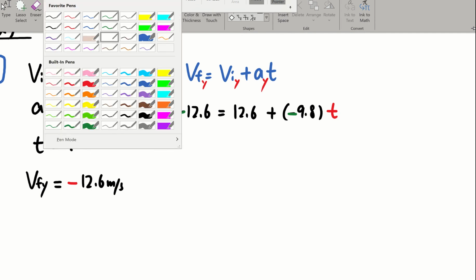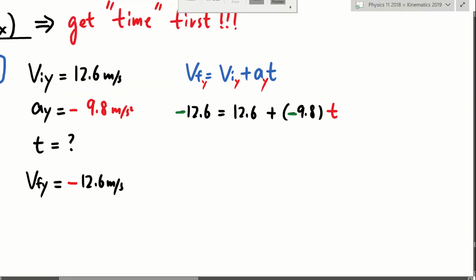The 9.8 or the 12.6? Who is the first one to go? Has to be the 12.6. And do not combine it with the 9.8. Subtract it on the other side.